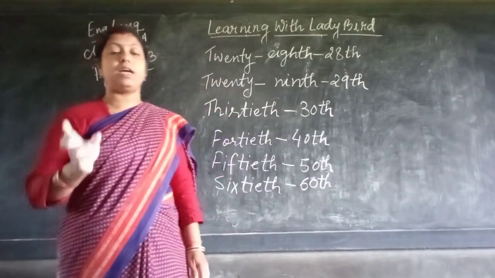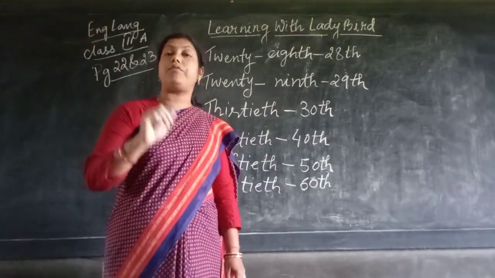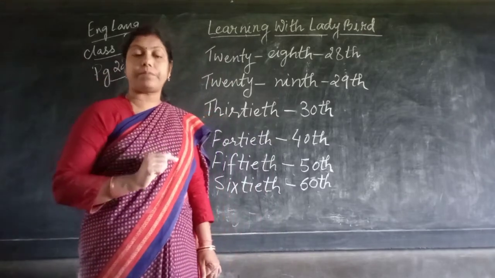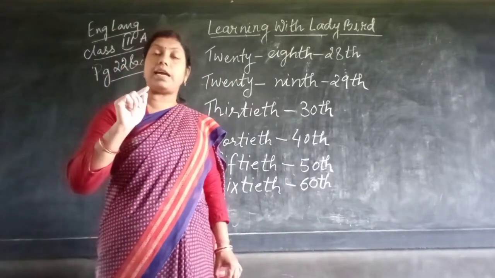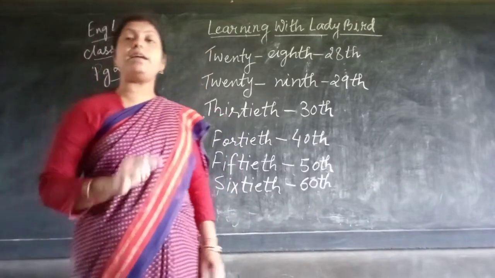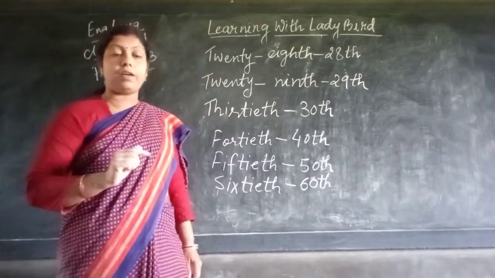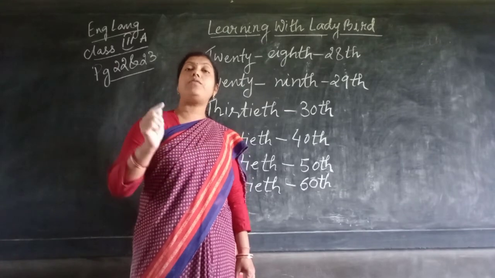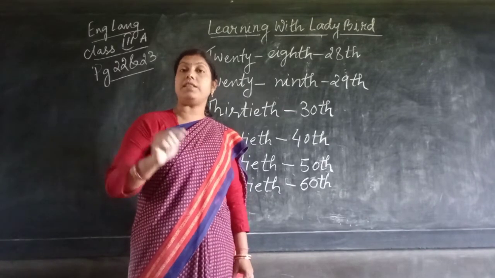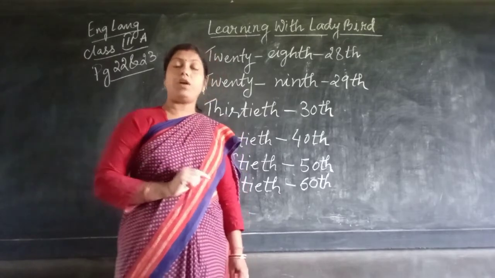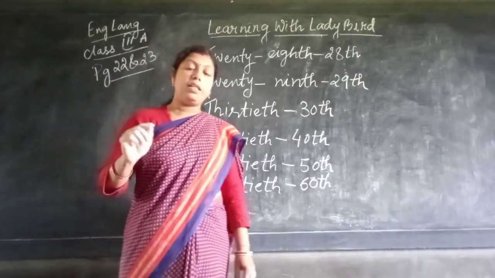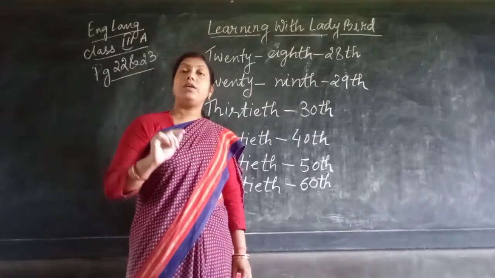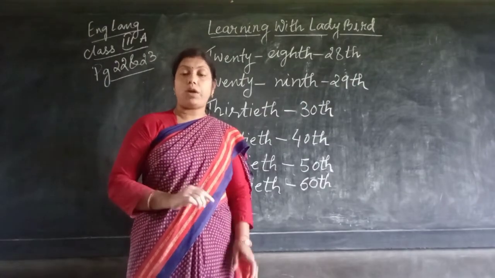Once again I am saying, please follow number 1. Write the ordinal numbers in 2 ways. 33 will be 33rd. 45 will be 45th. 50 will be 50th. 19 will be 19th. 13 will be 13th. 27 will be 27th. 47 will be 47th. 31 will be 31st. 28 will be 28th. Page number 23.